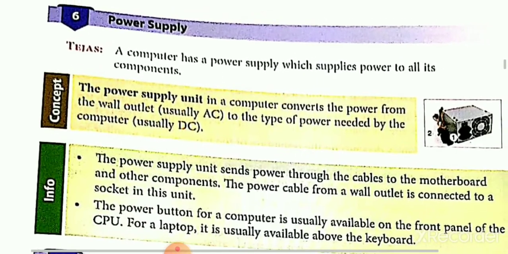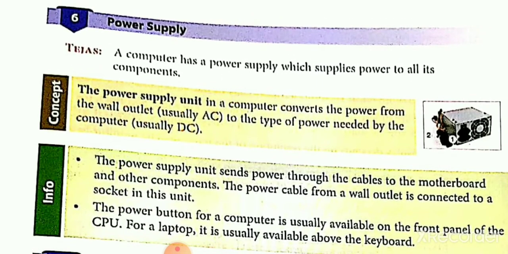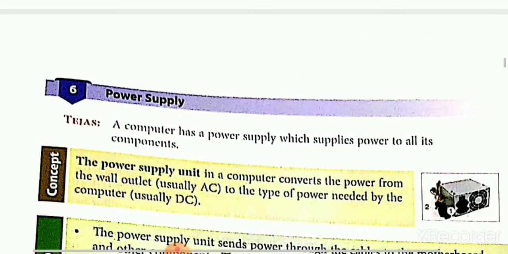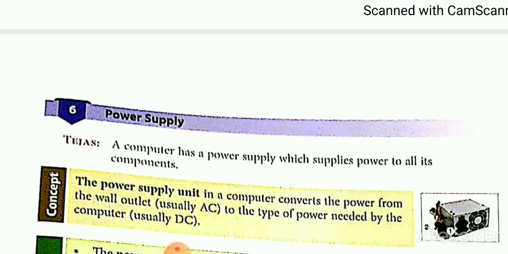A computer has a power supply which supplies power to all its components. The power supply unit in a computer converts the power from the wall outlet to the type of power needed by the computer. It means with the use of the power supply, the power is supplied from the wall outlet and converted in our PC. The power supply unit sends power through the cables to the motherboard and other components.